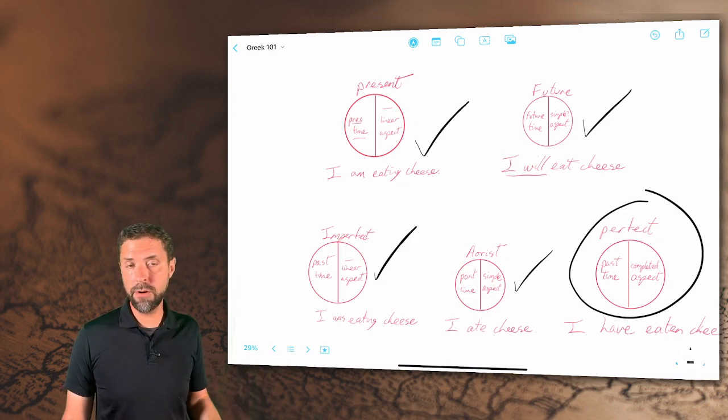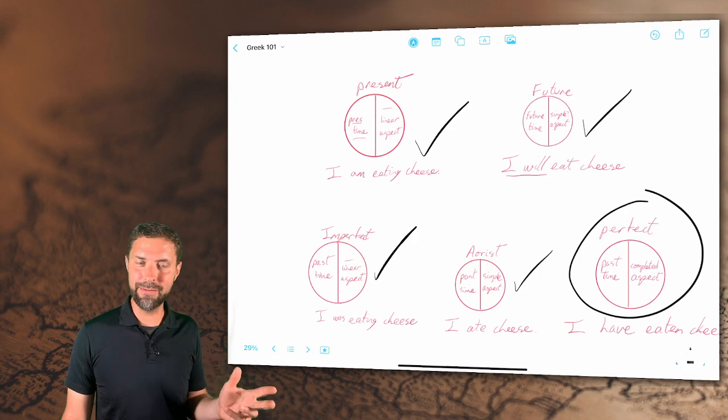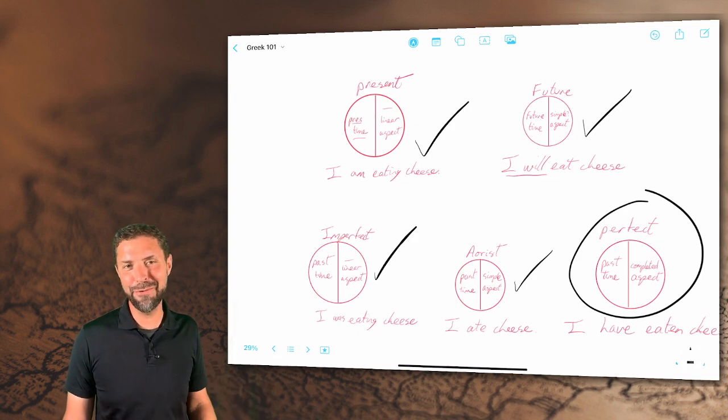And I just want to encourage you, you are most of the way at this point through the main verb system, which is a big deal in any language. And as you keep on working with this, you're making good progress with your understanding and your ability to read the Greek New Testament.